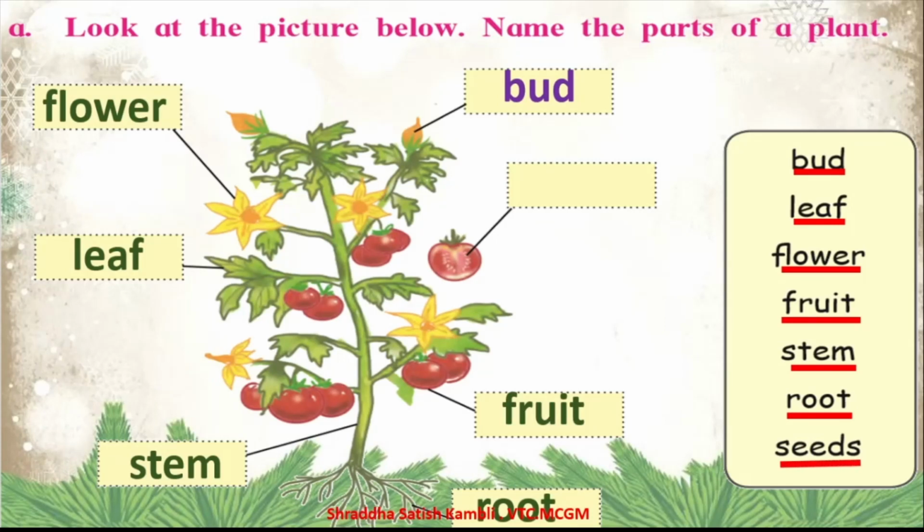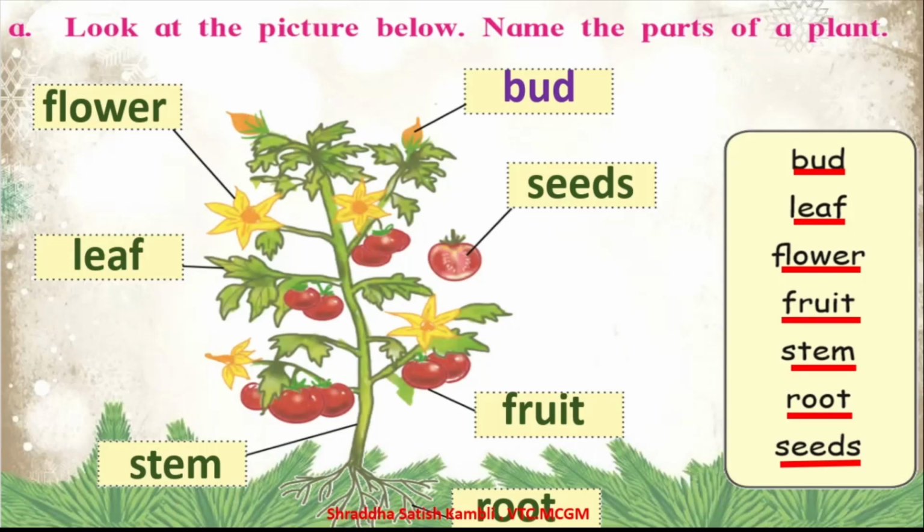Seeds. Now the seeds you will find inside the fruit. See here, inside of the fruit you will find the seeds. So which plant is this? What do you think when you look at the fruit? Which is this plant? Very good. It is the tomato plant.